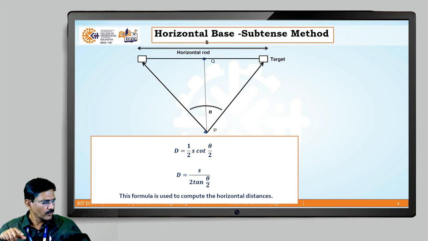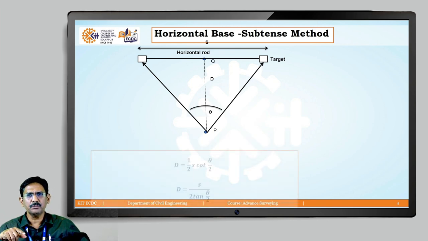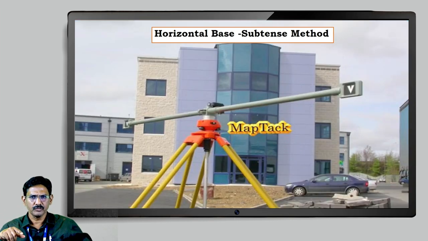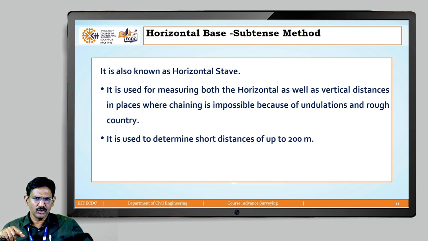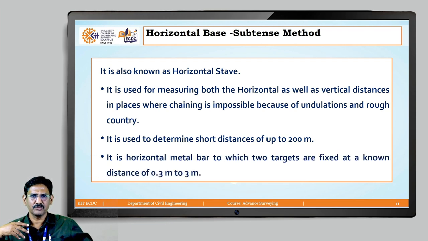Okay, moving on. We have seen this sketch. It is also known as the horizontal staff. It is used for measuring both horizontal as well as vertical distances, and is normally used for short distances. It is a horizontal metal bar on which two targets are fixed.